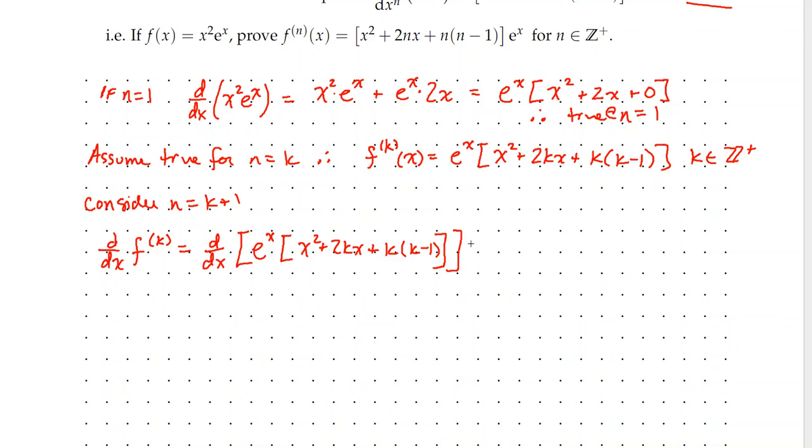And we're going to need to use the product rule here as well. So our derivative is going to be our first, e to the x, times the derivative of the second. The derivative of x squared is 2x, the derivative of 2kx is 2k, and we have a constant, so that's 0. And then plus our second term, x squared plus 2kx plus k times k minus 1, multiplied by the derivative of our first, which is simply e to the x.